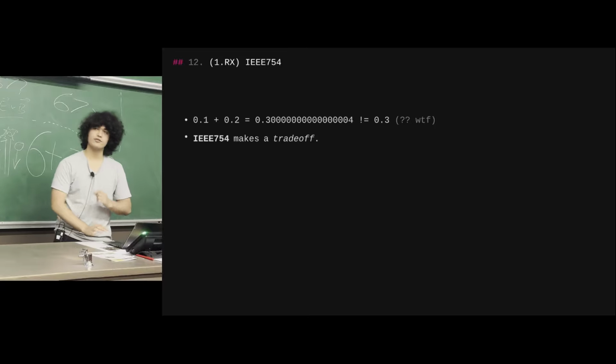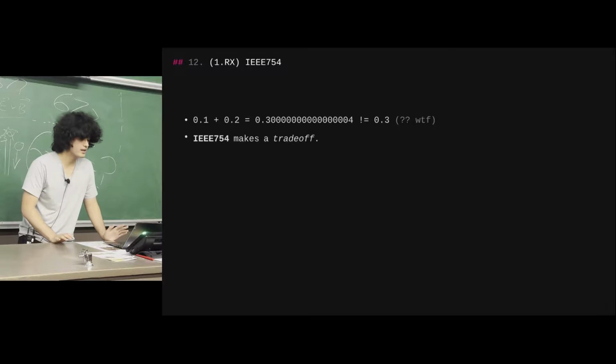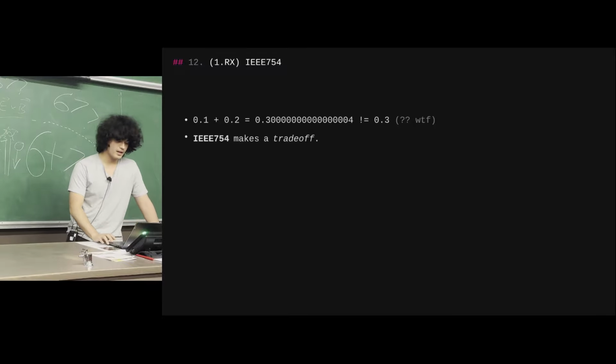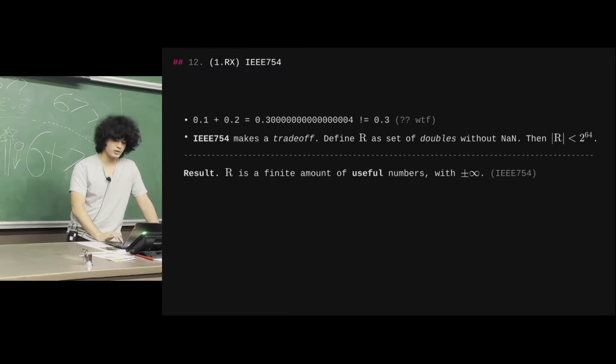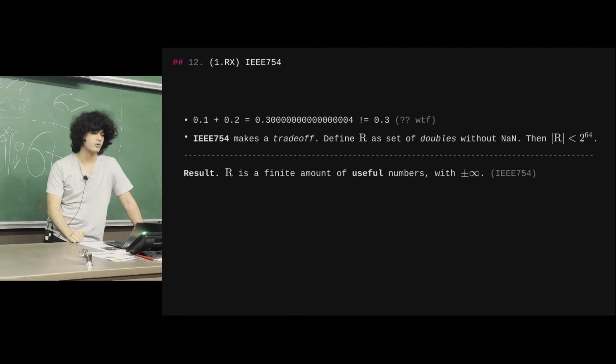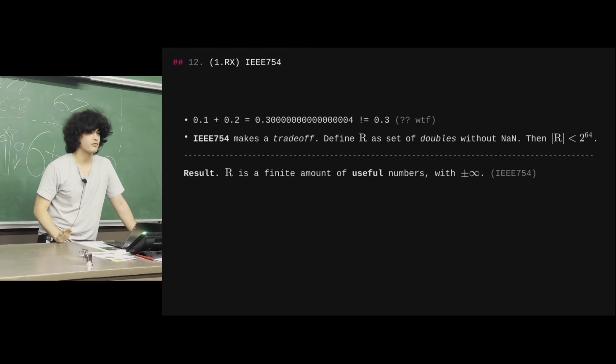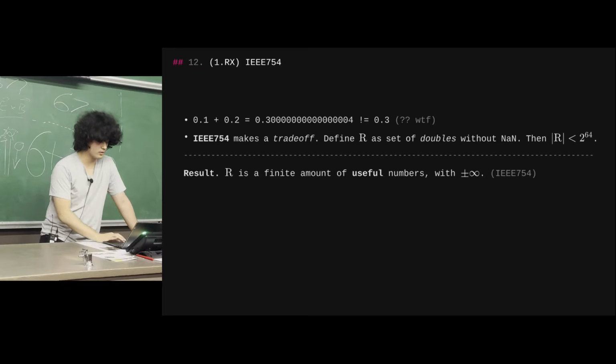The point is that floating point numbers like IEEE 754 make a trade-off between performance and ease of use over actually representing the numbers they represent. For IEEE 754 doubles, you get 2 to the 64 possible numbers compared to the infinite amount of real numbers, right? So what is R? R is the set of doubles. It's a finite amount of useful numbers with plus or minus infinity. This is simplified; we're not considering NaNs or subnormals.